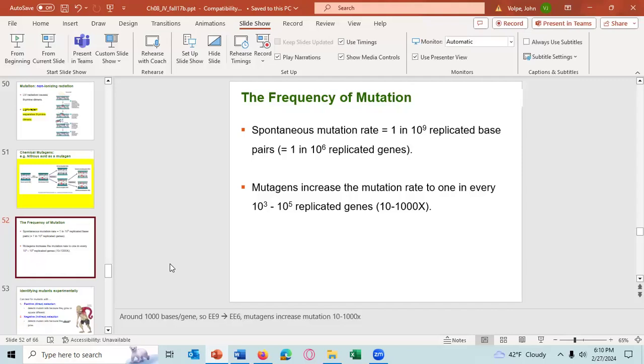Mutagens increase this mutation rate by 10 to 1,000-fold extra. And that would increase the mutation rate from 1 in 10 to the 6 genes to 1 in 10 to the 5th genes, down to 1 in 1,000 genes being mutated in the presence of a mutagen. Any question about any of that?